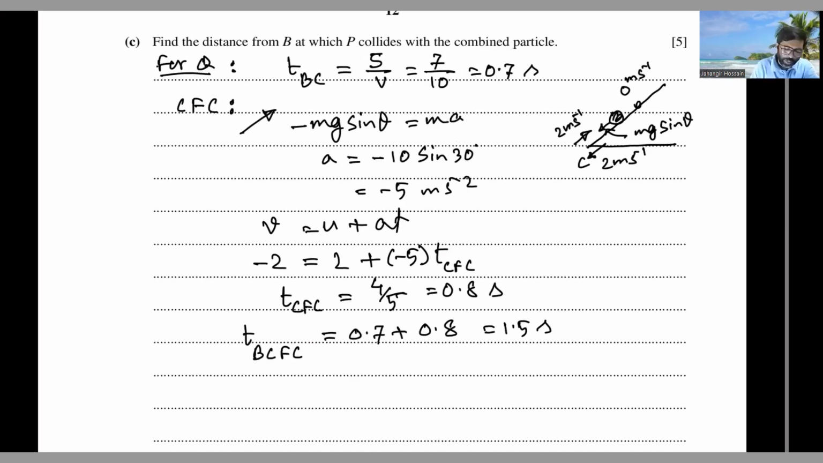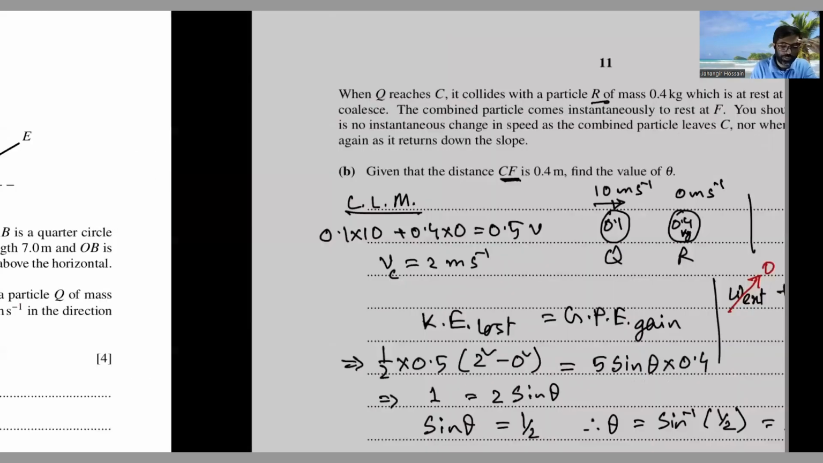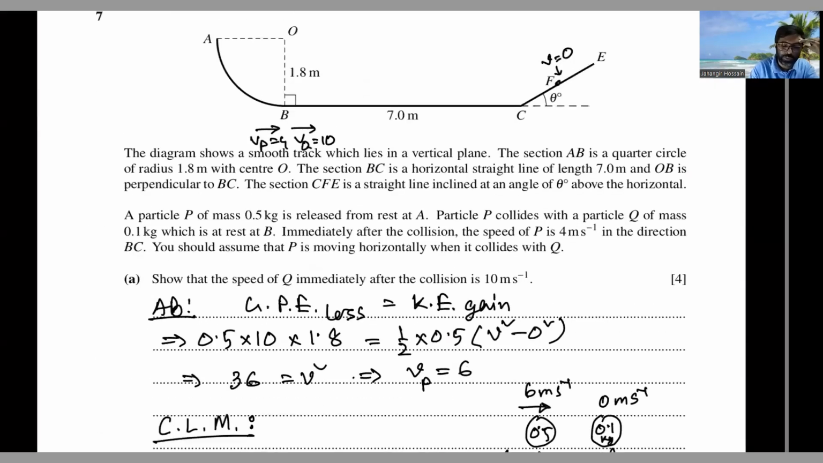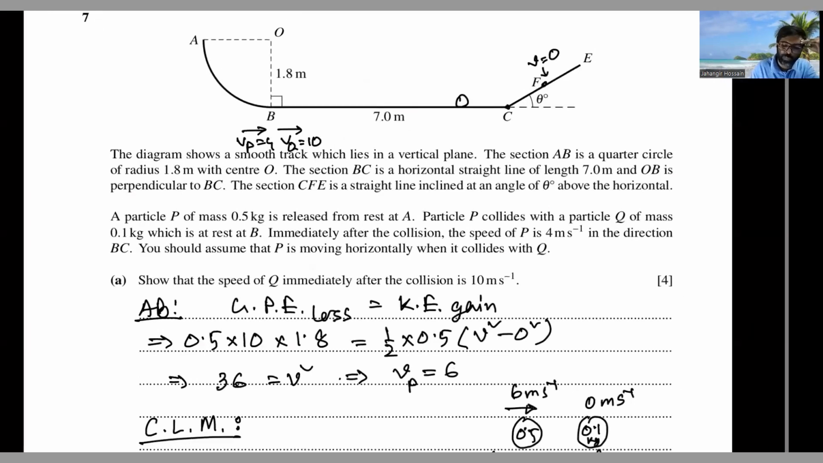And by that time, how much distance do we travel? That is S equal to, again, P is also moving with constant speed. So constant speed into time, that is speed 4 times 1.5, 6 meters. So when the combined particle returns to C, by that time P has already traveled 6 meters, so they are 1 meter apart.